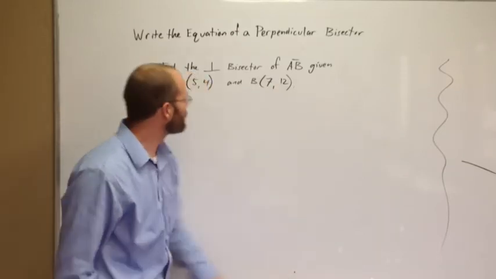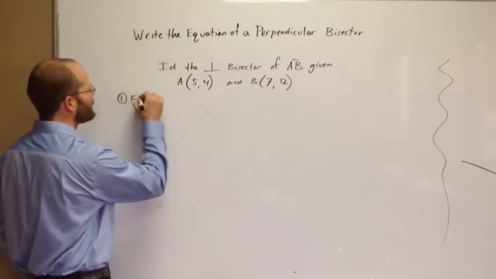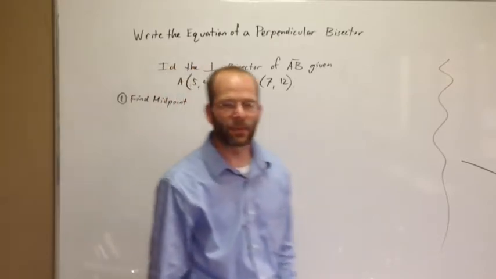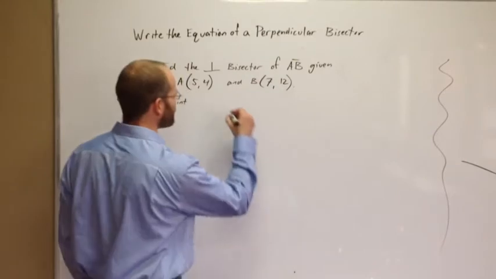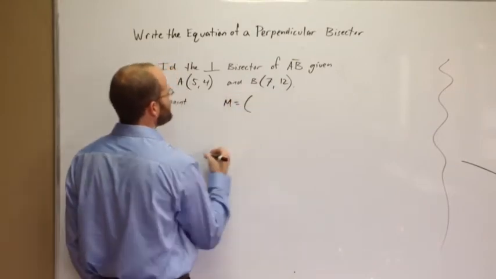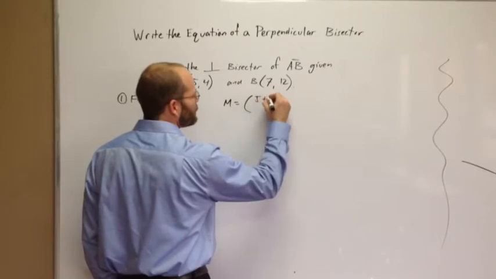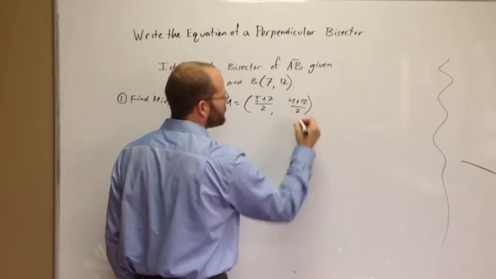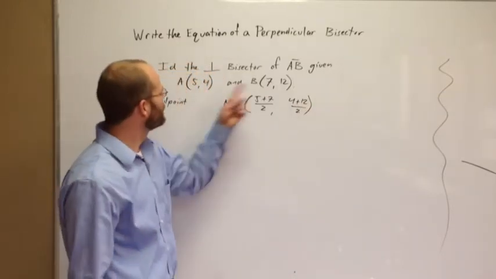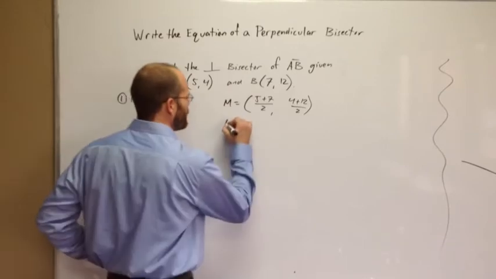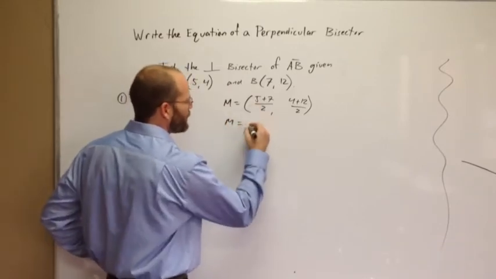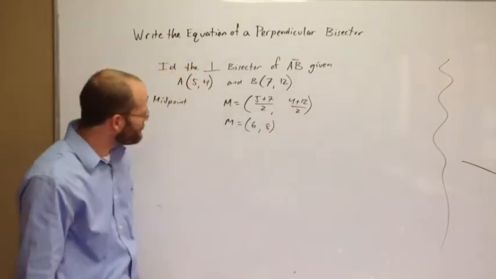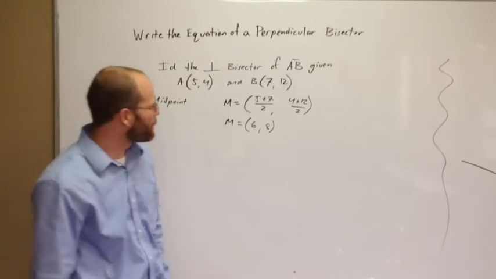So the first thing we do, step number 1, is find the midpoint, since we know the perpendicular bisector always passes through the midpoint. We use the midpoint formula for that. In this case, it looks something like this: 5 plus 7 over 2, and 4 plus 12 over 2. Remember, the coordinates of the midpoint are simply the averages of the coordinates of the points. And so my midpoint is equal to 12 divided by 2, which is 6, and 16 divided by 2, which is 8. So that is my midpoint. Notice the capital M, that will be important in just a moment.